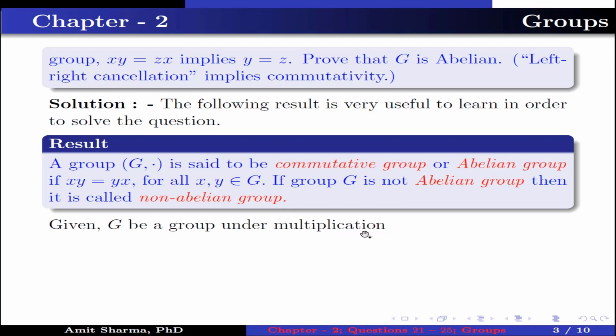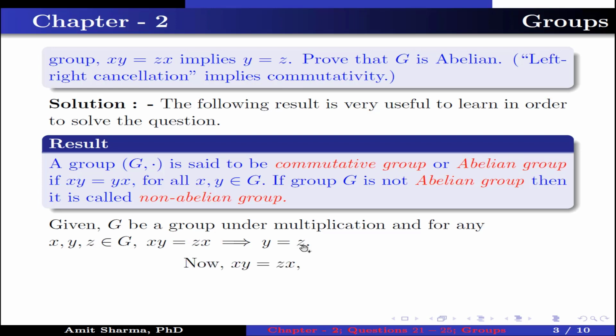Given G is a group under multiplication and for any x, y, z belongs to G, xy equal to zx implies y equal to z. Now xy equal to zx, post multiply x inverse on both sides, we get xyx inverse is equal to zxx inverse, which is z. This implies xyx inverse is equal to y. Why is it so? Because the value of y equal to z.